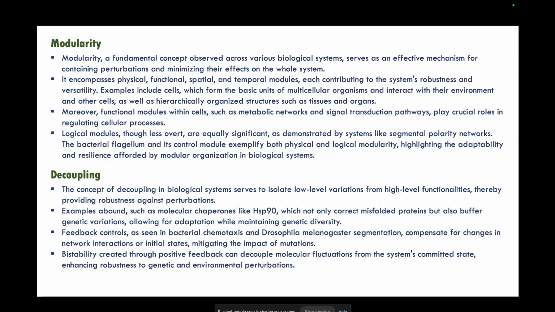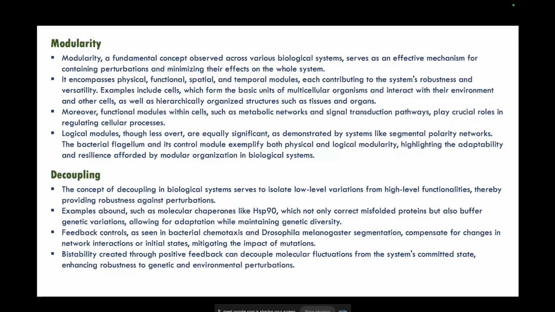Examples include cells, which form basic units of multicellular organisms and interact with their environment and other cells, as well as hierarchically organized structures such as tissues and organs. So what it is saying is that the functions of the system are actually modulated in concentrated areas. So you have these separate modules inside the system which take care of these different functions.